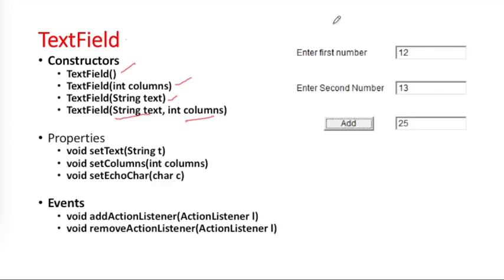Then set echo char. Suppose you want to make it a password text field and you want to echo asterisks, or sometimes you want to display question marks in place of asterisks, so you can give whatever character you want to display there.